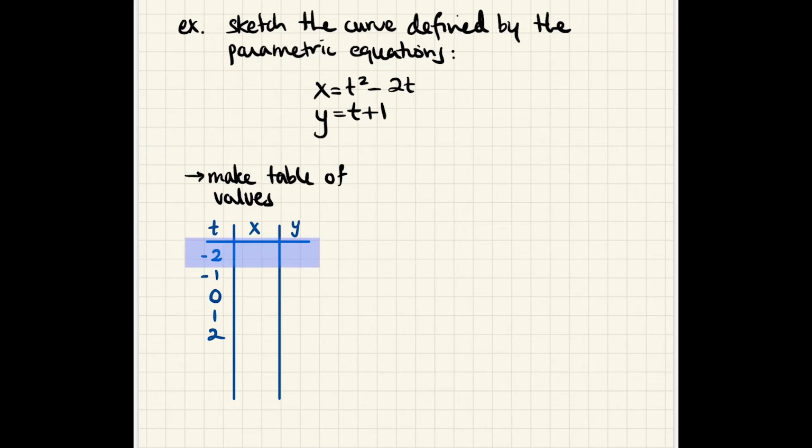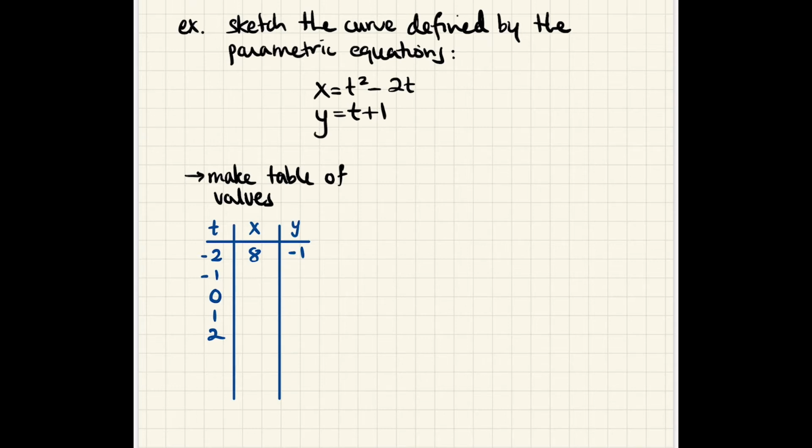So for instance, when t is equal to -2, we can see that -2 squared, which is 4, minus 2 times -2, which is plus 4, so that is x equals 8. And in the case for y, when t is -2, we have y equals -2 plus 1, which is -1. So at the occasion when t is -2, we can think of t as time. So at time equal to -2, the particle that we're tracking is at location (8, -1).